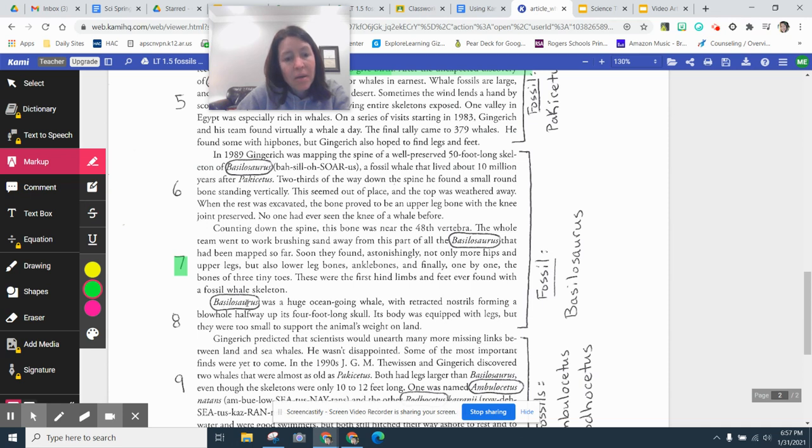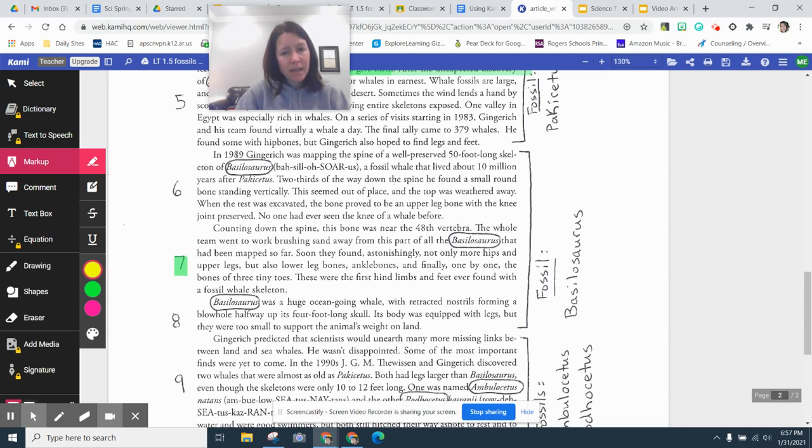In paragraph 8, Basilosaurus was a huge ocean-going whale with retracted nostrils forming a blowhole halfway up its 4-foot skull. Its body was equipped with legs, but they were too small to support the weight of the animal on land. All right, so now let's go back to those paragraphs and look for observations or facts about Basilosaurus.